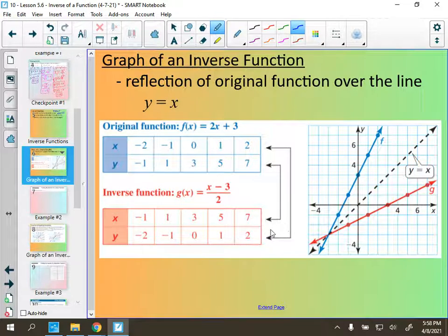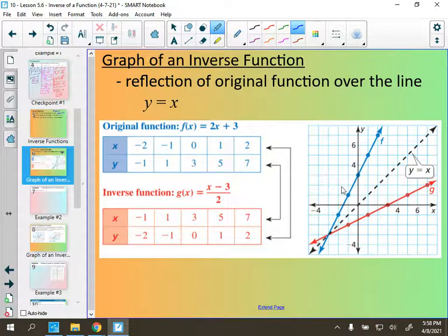Well, look with the arrows, and I know the arrows here are showing what happened. The output of this one became the input of this one, where the input of this one became the output of this one. So we are literally switching the roles of x and y. These x's became y's, these y's became x's, and vice versa. Because of how that works and what's going on there, the graphs end up being a reflection over this line y equals x.